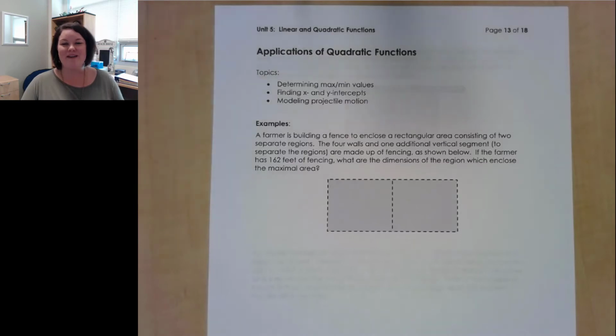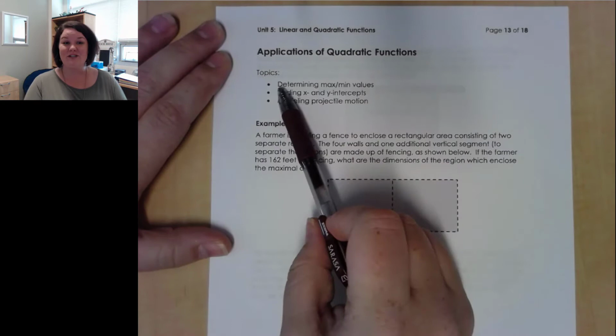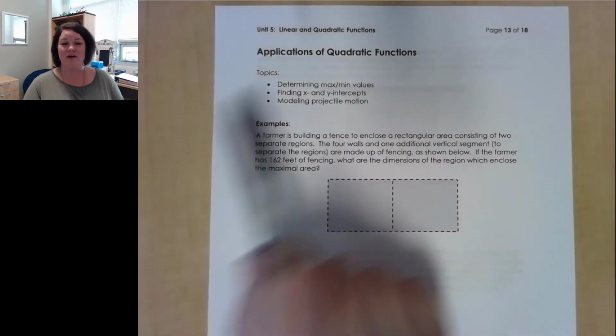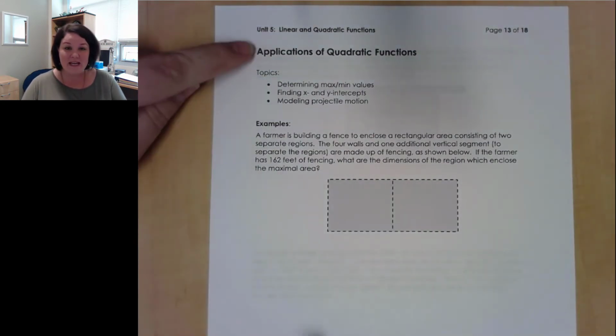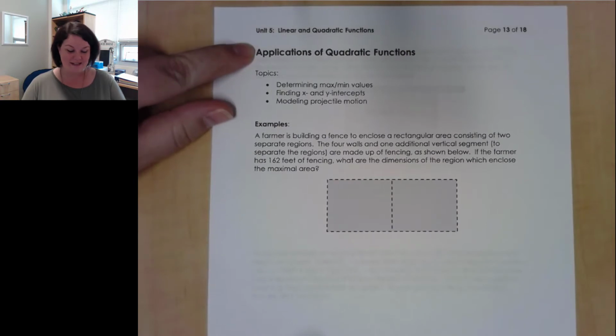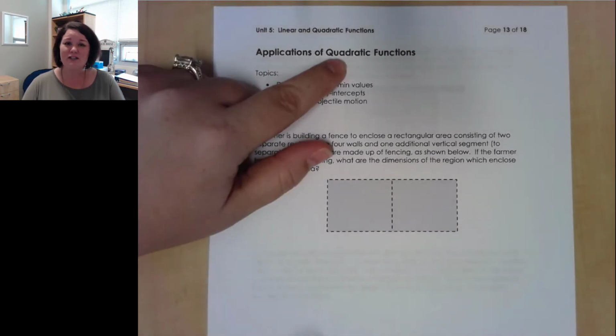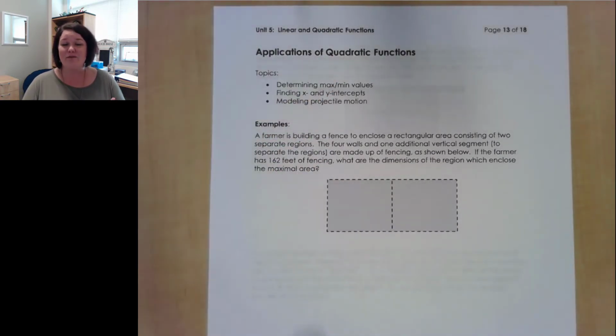All right, so we're going to go ahead and move on and do this last section in Unit 5, which is all about applications of quadratic functions. Now, don't let the application part scare you, okay? This is everything we've done with quadratic functions. It's just we're getting the information or the formula or the function itself from a word problem, okay? So don't stress out because it's word problems. You can do this, okay?